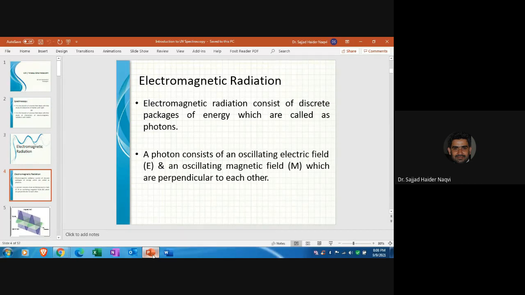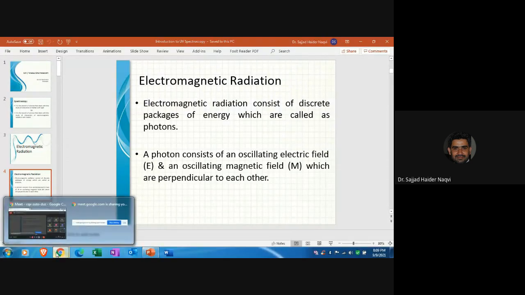Okay. Right. So now, what is electromagnetic radiation? Electromagnetic radiation basically consists of small packages or discrete packages of energy bundles, which we call photons. The photon is defined as a packet of energy, and the electromagnetic radiations actually consist of these packages of energy, which we call photons.